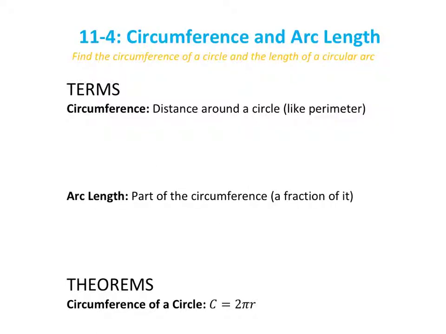So in section 4, we're going to find the circumference of circles, and then break that up into smaller circumferences, which are called arc lengths. Remember, the circumference is just the distance around a circle, and the arc length is just part of that circumference, so a fraction of that circumference. That's the best way to think about it. All right, so those are the terms.